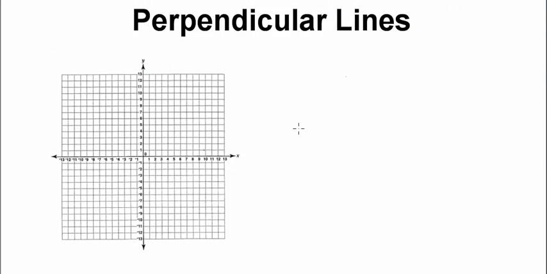Now I would like to discuss perpendicular lines. To visually see perpendicular lines, I'm going to start by graphing a set of ordered pairs. The first ordered pair would be (4, 5), and the second one will be (-4, -1). So the first one, I'd like to go to the right 4 units and up 5 units, and the second ordered pair to the left 4 and down 1. I'm now going to graph the line containing these 2 points, drawing it as straight as I possibly can.